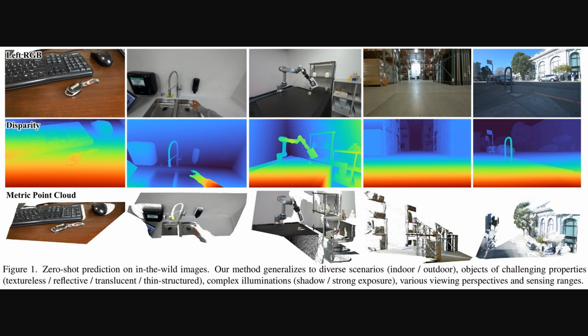Okay, so speaking of the model's capabilities, this first figure really drives home that zero-shot generalization point. What we're seeing here are results on various in-the-wild images, stuff the model likely hasn't seen before. The top row is just the input RGB image, like a keyboard, a sink, a robot arm, a warehouse, and an outdoor scene. Below that, you see the disparity map predicted by FoundationStereo, where color indicates depth. And the bottom row shows the resulting 3D metric point cloud reconstructed from that disparity. It really highlights how well it works across diverse scenarios without needing specific training.